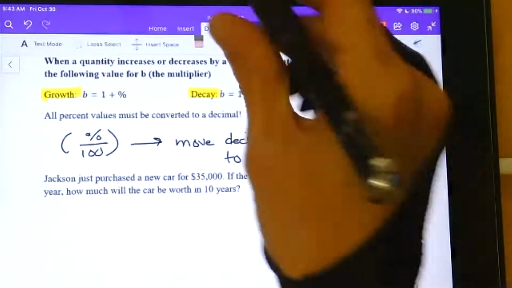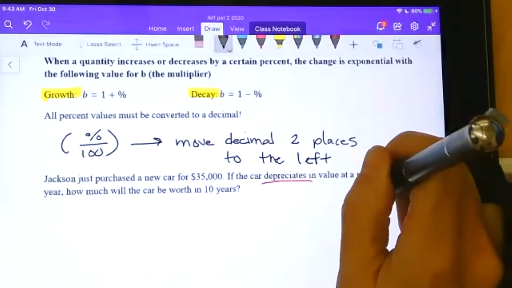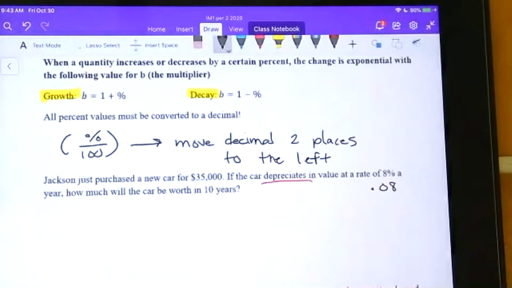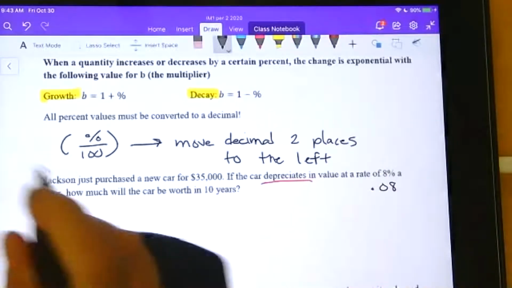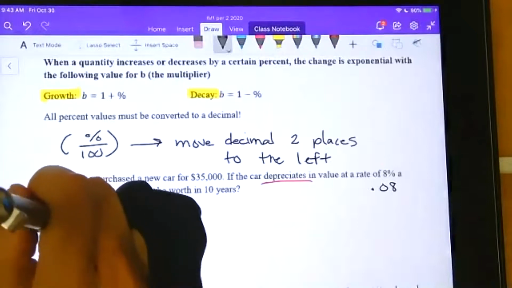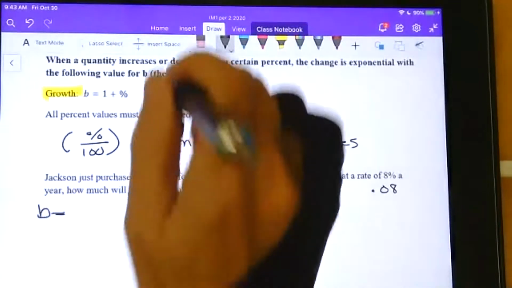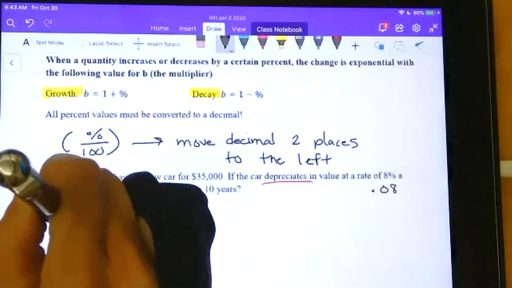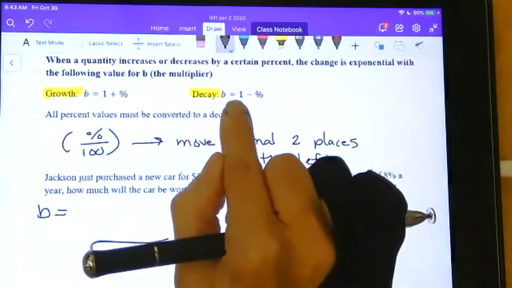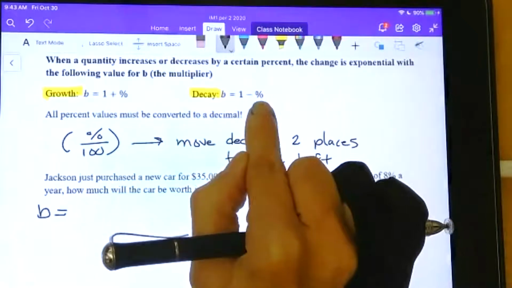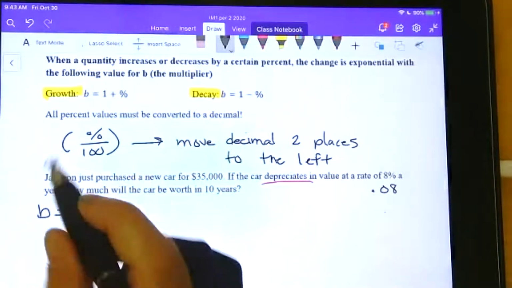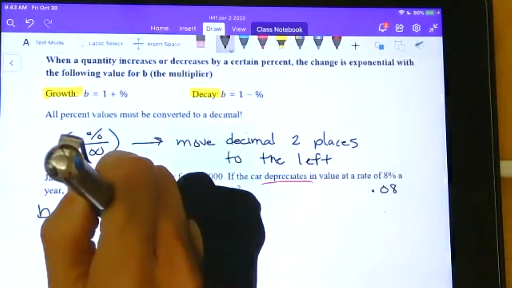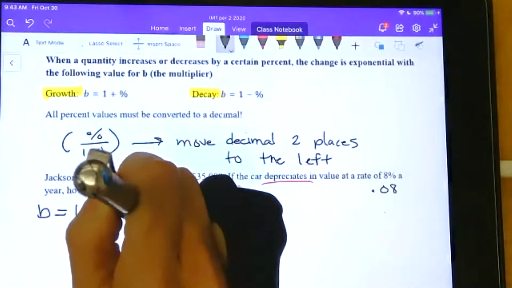So the first thing we need to do is know that 8% is 0.08. We need to be able to take our percentage, convert it to a decimal, and then we can calculate B. When something is decreasing, decay, we do 1 minus the percent, and the percent needs to be written as a decimal. So we're going to do 1 minus 0.08, which is going to give me 0.92.